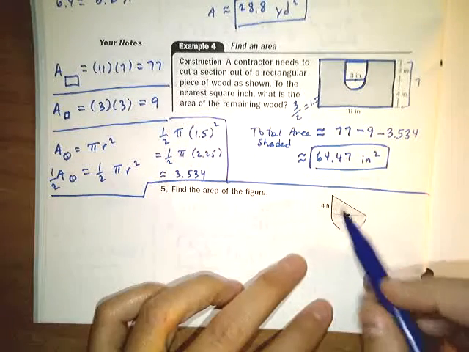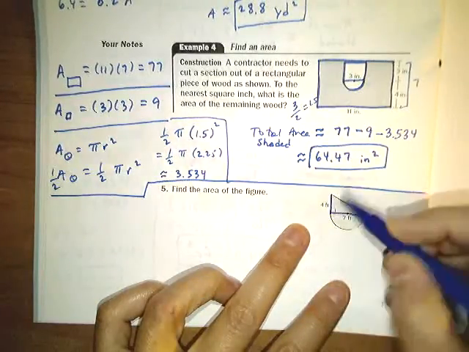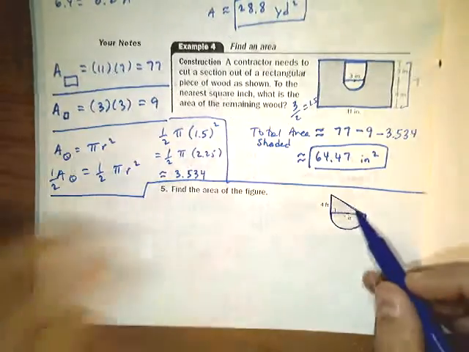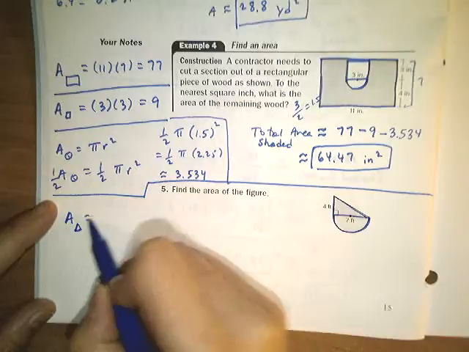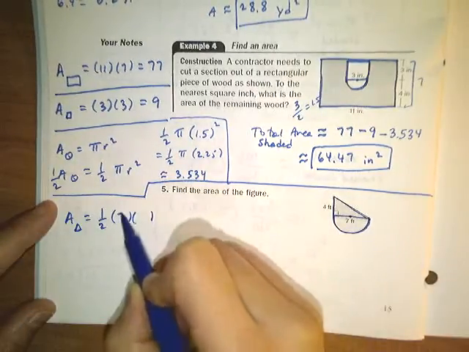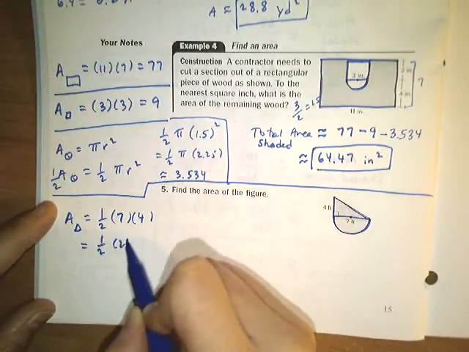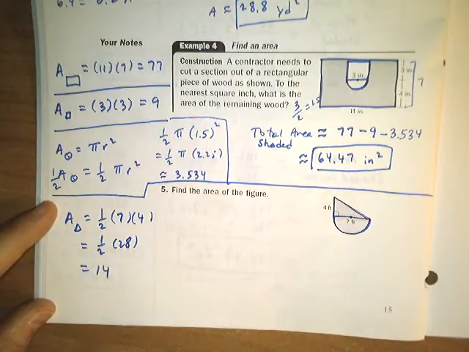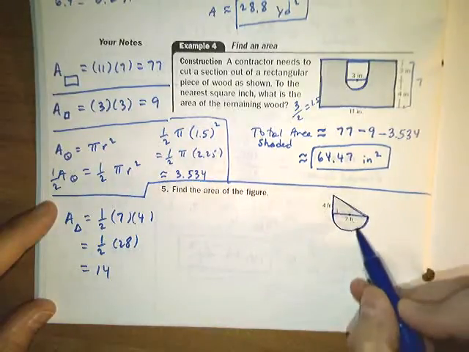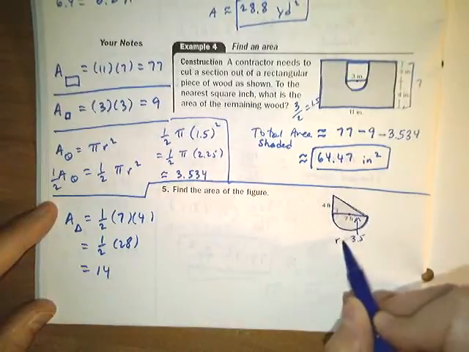Right, this shape has two parts to it. It's got a right triangle up here, and then it's got a half circle down here. So the area of the triangle is 1/2 times base times height. The base is 7. The height is 4. So half of 28 is 14. This is a half circle with a diameter of 7. So that would mean that the radius would be half that much, or 3.5.